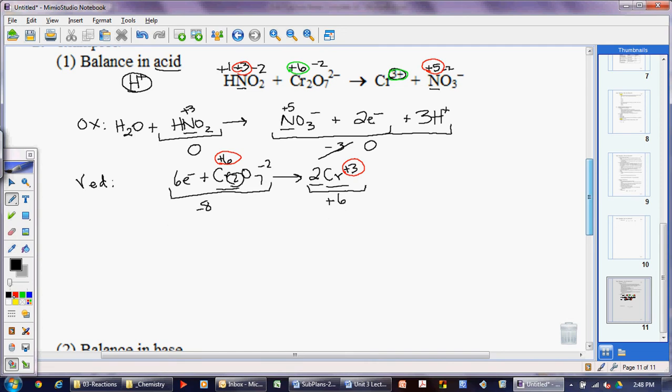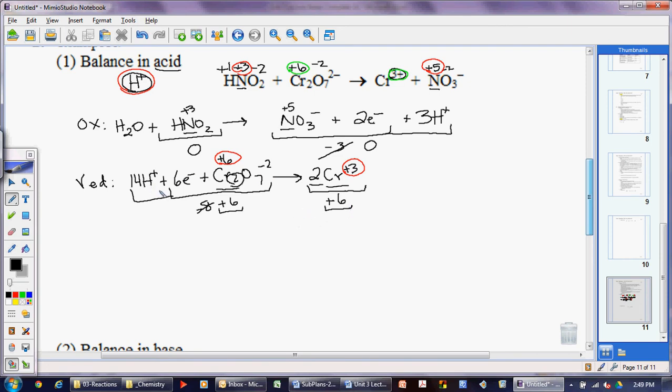Again, we're doing this in acid, so we're going to use H pluses to balance the charges. If I'm going from a -8 to a +6, that's a net difference of 14. So I've got to add 14 positive charges. Notice I'm adding it to the left-hand side this time, so that when I add 14 positives and 8 negatives, I end up with +6. Notice here, again, the charge is not 0 on both sides, and that's okay. It just has to be the same. So as long as it's the same, +6 and +6, it's balanced by charge.